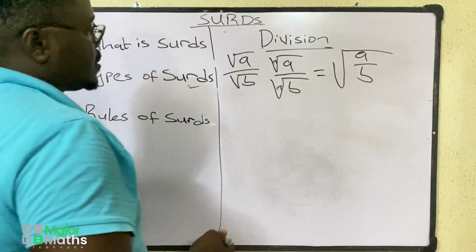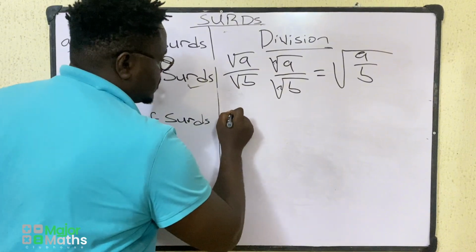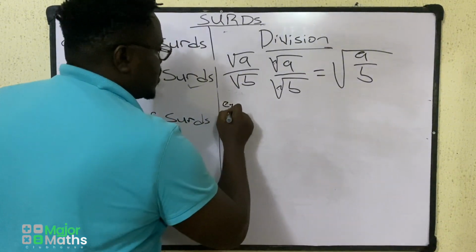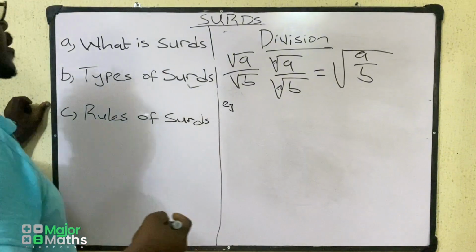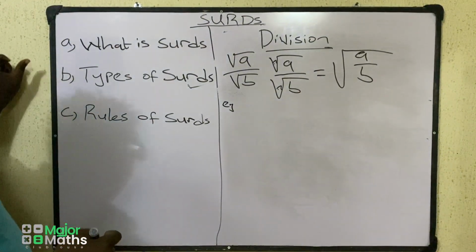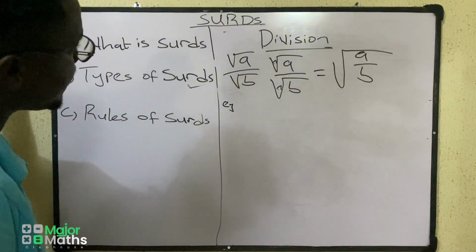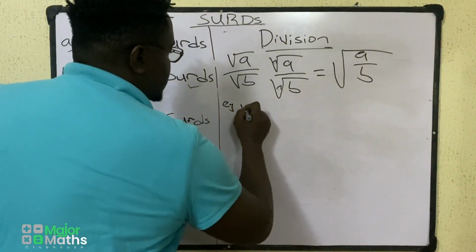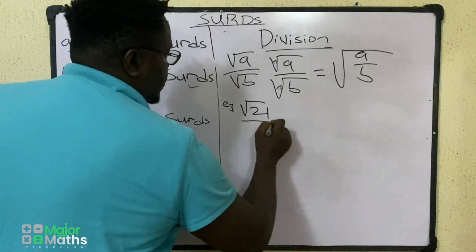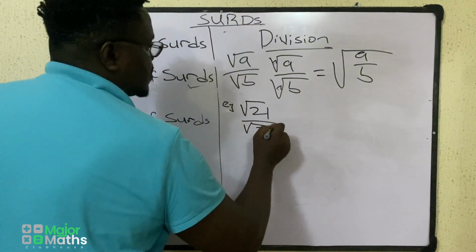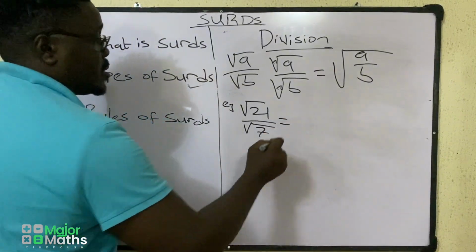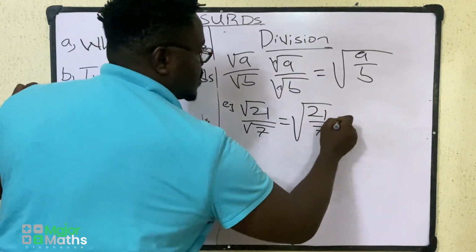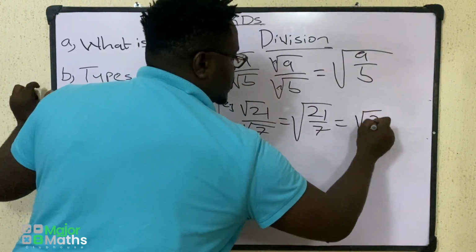Alright, so similarly, let me give you an example: root 21 over root 7, which is equal to what? Root 21 over 7, which will give you what? Root 3.